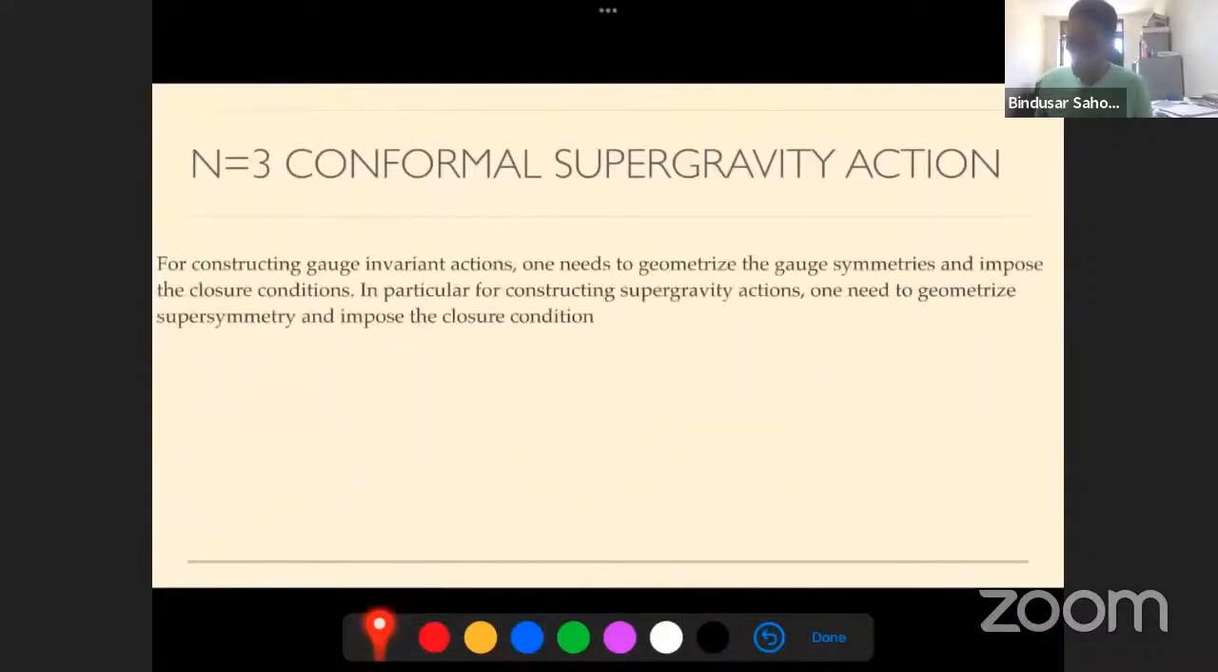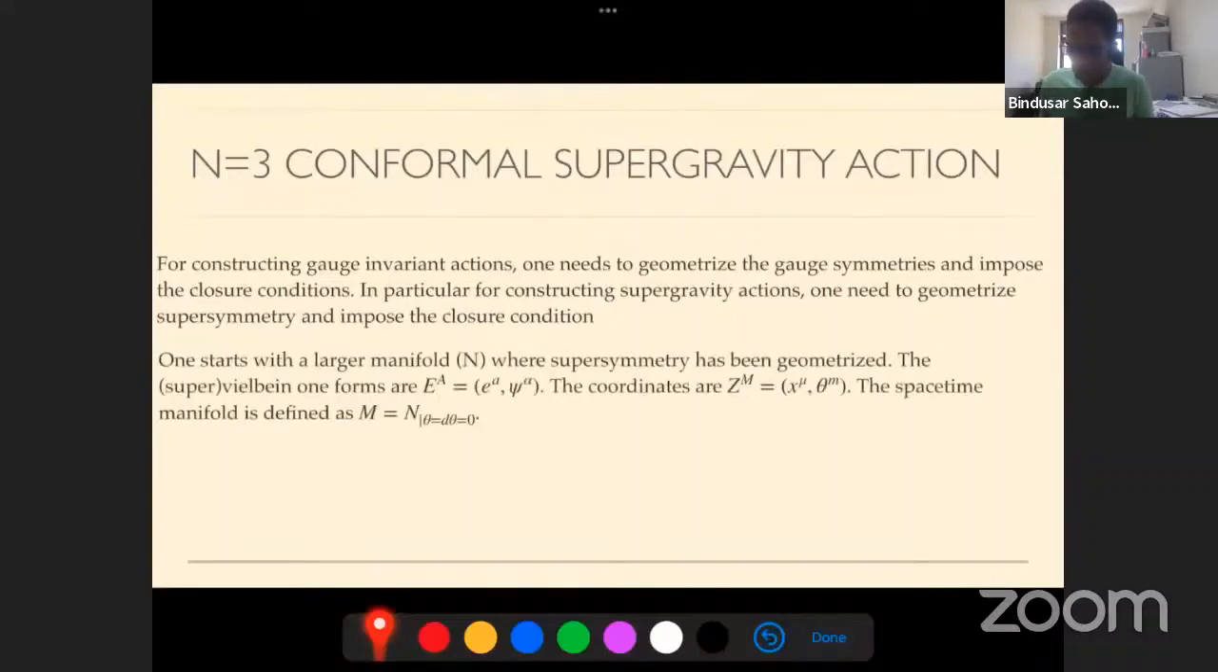Okay. So now, basically, as I said, for constructing gauge invariant actions, you need to geometrize these gauge symmetries, and you need to find a D form J which satisfies the closure condition. And in particular, for constructing supergravity action, supergravity is also a gauge theory, you need to geometrize supersymmetry and impose the closure condition.